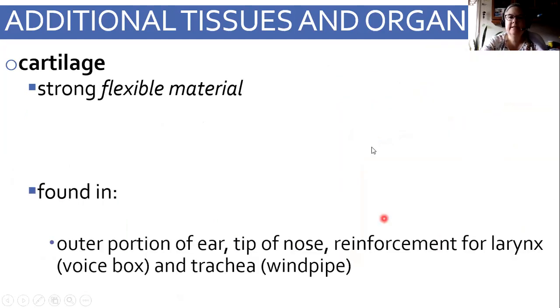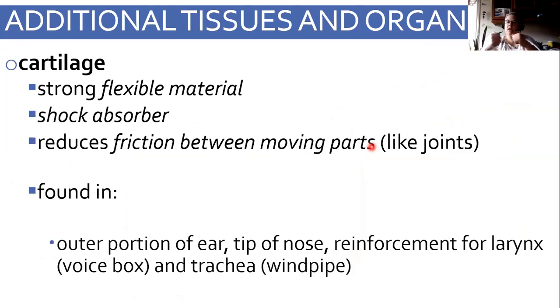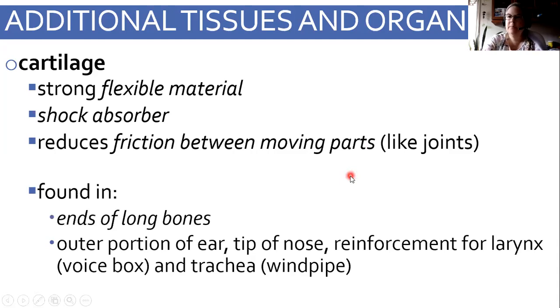Cartilage, strong, flexible material. It's like a shock absorber. Reduces friction. So we have cartilage at the end of our long bones, so that's not bone against bone when we have movement in our joint. Okay. So for our purposes with the musculoskeletal system, it's the ends of our long bone, but in our ear, that whole part of our ear, the tip of our nose, our larynx, which is our voice box, our trachea has sort of partial rings lining it that form our windpipe.